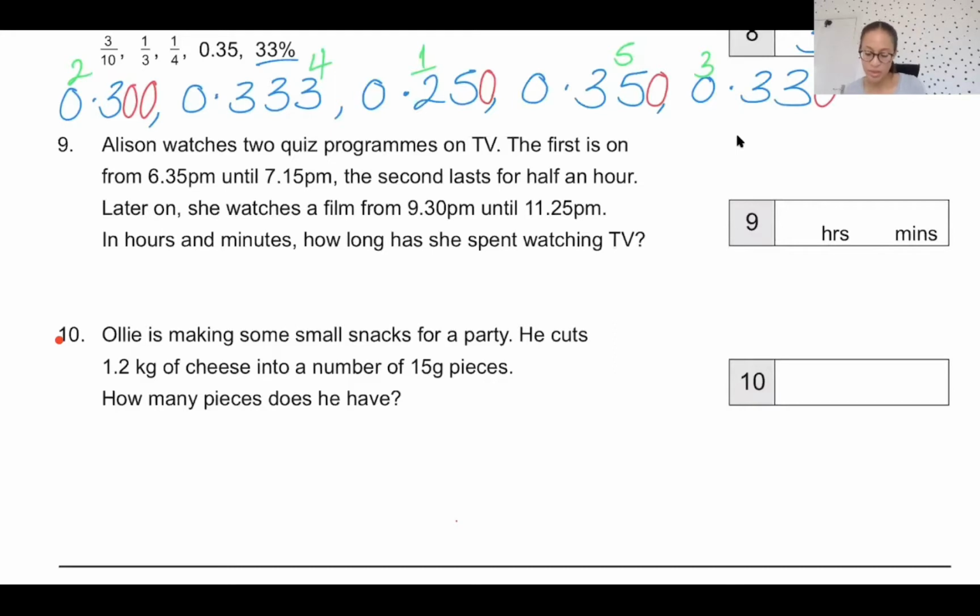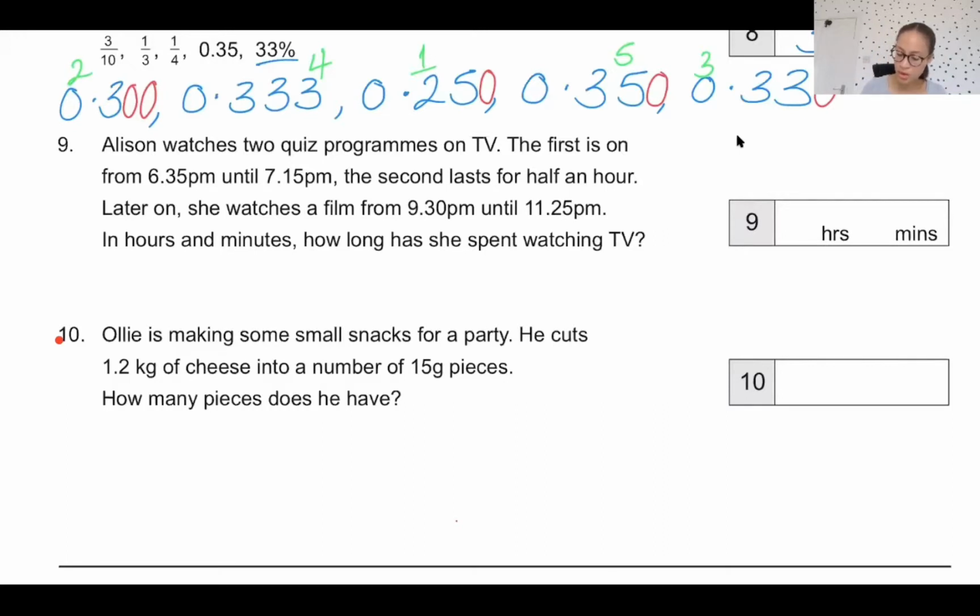All right. Next question. Alison watches 2 quiz programs on TV. The first is on from 6:35 p.m. until 7:15 p.m. The second lasts for half an hour. Later on, she watches a film from 9:30 p.m. until 11:25 p.m. In hours and minutes, how long has she spent watching TV? Okay, so let's find out the length of each show, first of all, and then we'll add them together at the end.